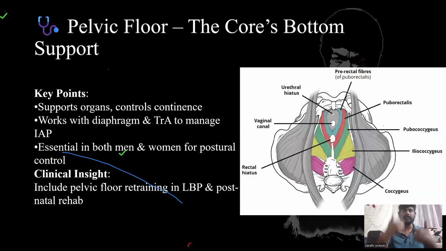You can see there is a line. That line is actually a tendon. If you palpate that line, that is a tendon. That central tendon connects the two sides of the muscles. That is the central tendon which connects these two sides of the muscle.